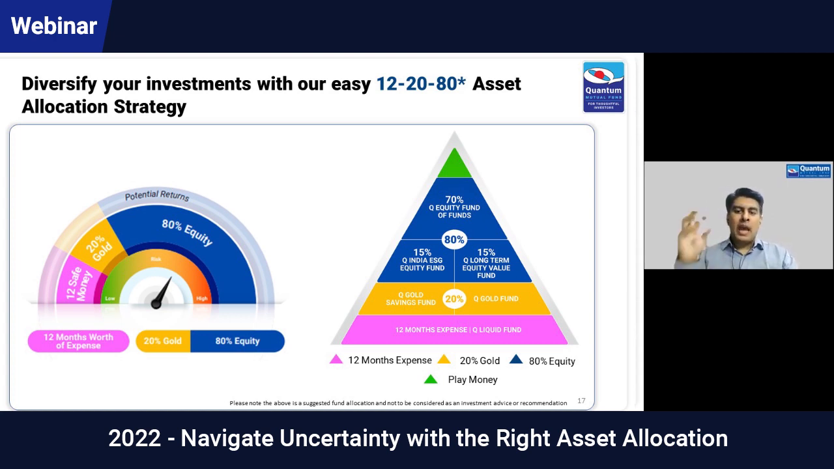Whatever money is to be allocated to equities, 70% of that money goes into equity fund of funds, which gives you diversification across different styles, across external managers, across smart managers, across funds that have a good, consistent track record, a research-backed portfolio. So that makes up the Quantum equity fund of funds.